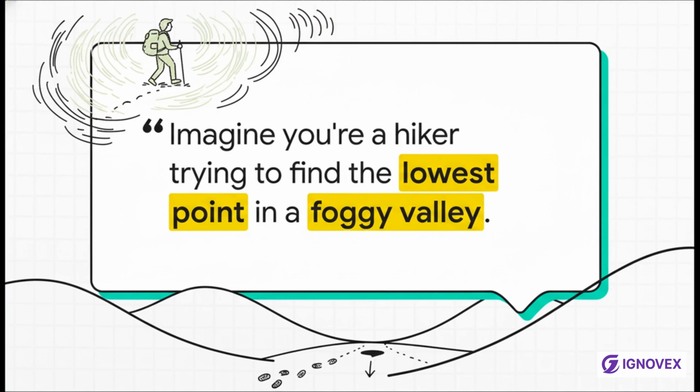Okay, I want you to imagine something with me. You're a hiker. You're stuck in a really, really foggy valley. And your goal is simple, find the lowest point. The problem is you can't see more than a few feet in front of you, so you have to make all your decisions based on the feel of the ground right under your feet. This is exactly the problem an optimizer is trying to solve.